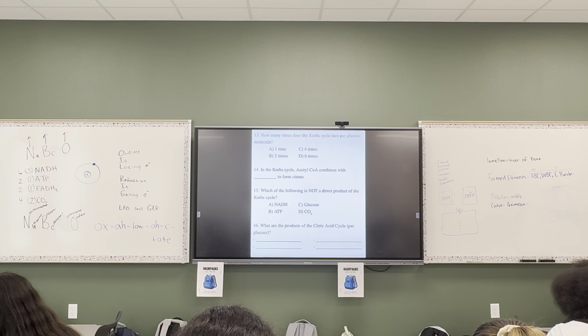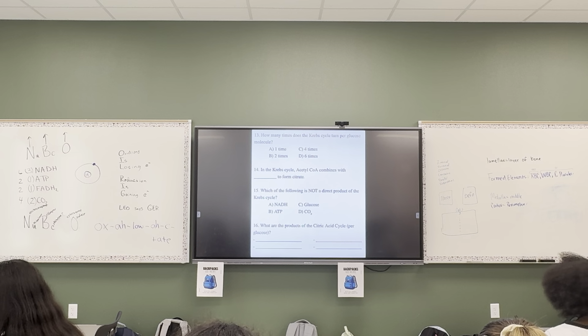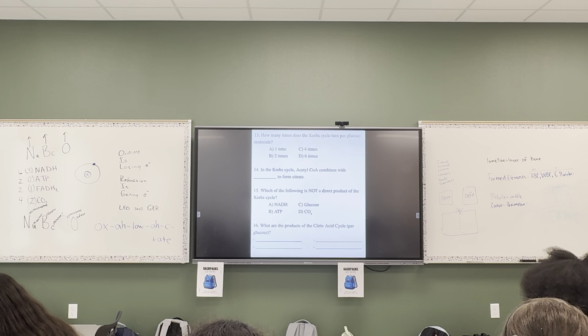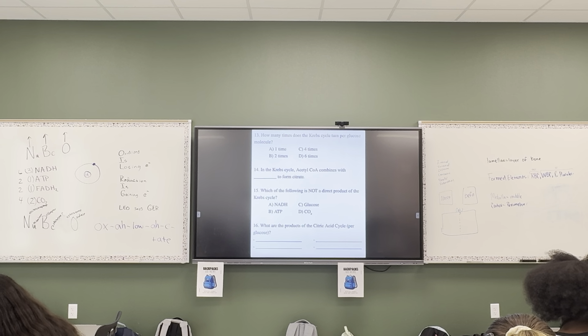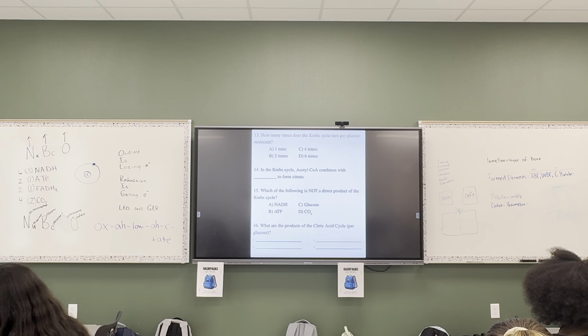Number 13 says, how many times does the Krebs cycle turn per glucose molecule? 2 times, twice. Number 14, in the Krebs cycle, acetyl-CoA combines with oxaloacetate to form citrate, like citrus. Which of the following is not a direct product of the Krebs cycle? Glucose. Why does it keep saying Krebs cycle? Because it's the same thing as the citric acid cycle.